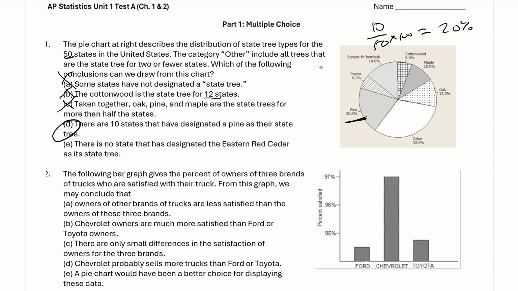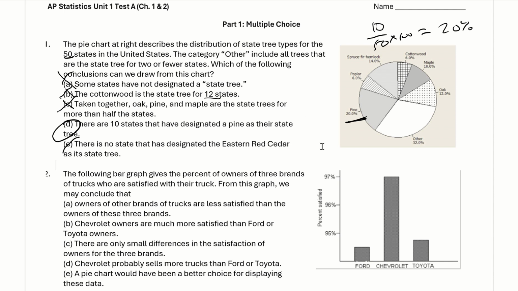Part E: there is no state that has designated the eastern red cedar as its state tree. Well, we cannot conclude that from the chart, because it's actually not given here. Now, it's possible that it's in the Other category, but we can't necessarily conclude that. So we're going to eliminate that choice as well.